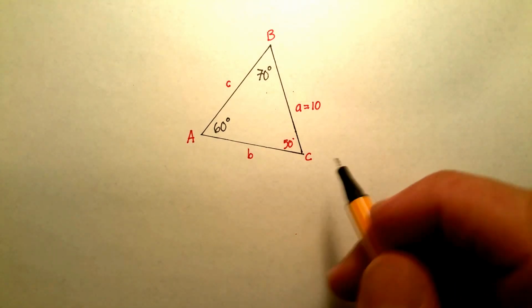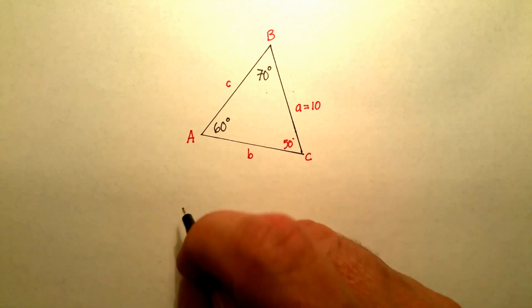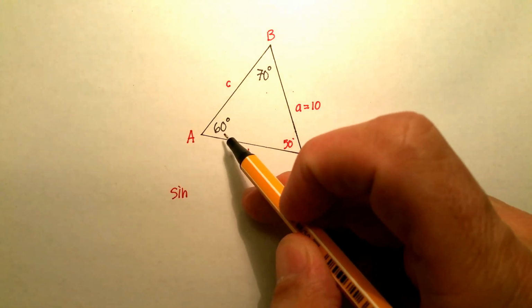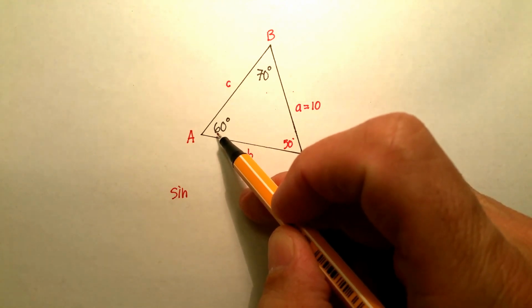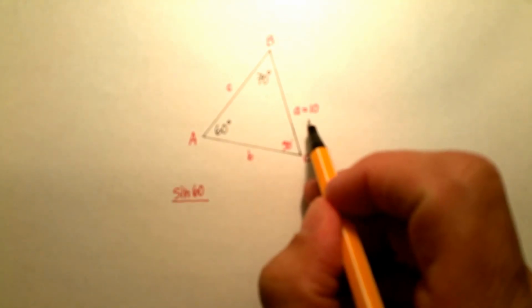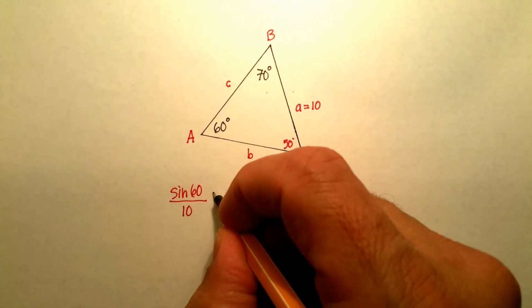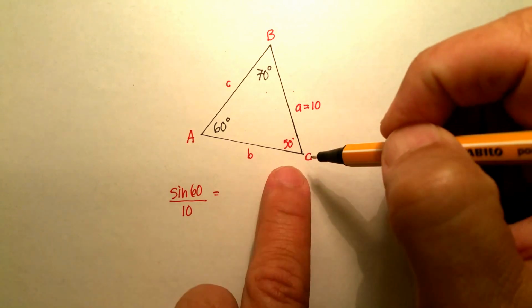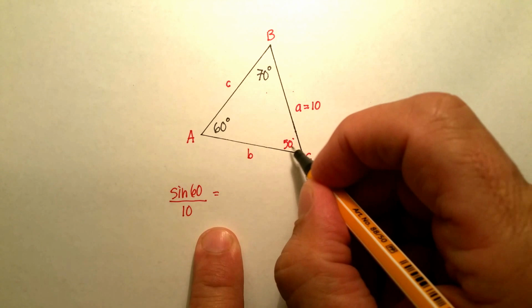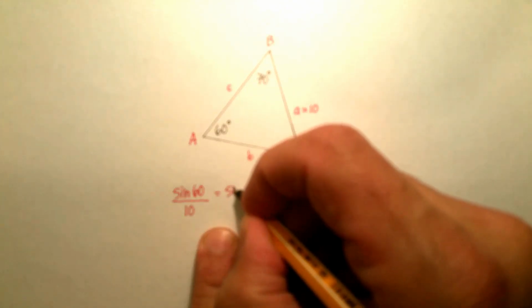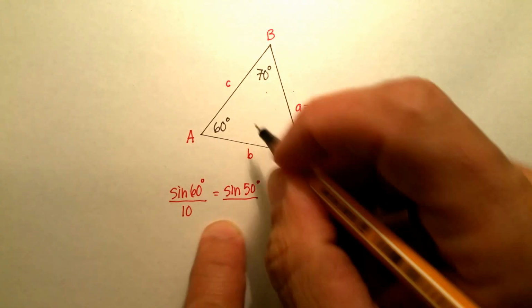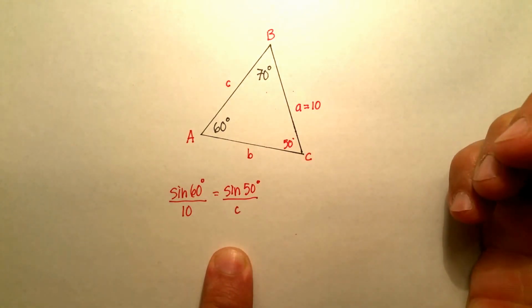Remember, I just said that I could take the sine of, let's just take angle A. So sine of 60, the opposite of A would be 10, and that should be proportionate to, if I'm trying to find C for example, sine C, or let's say it's sine of 50, put the degrees in there, over C.